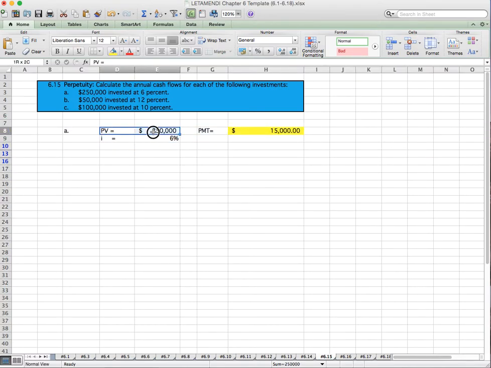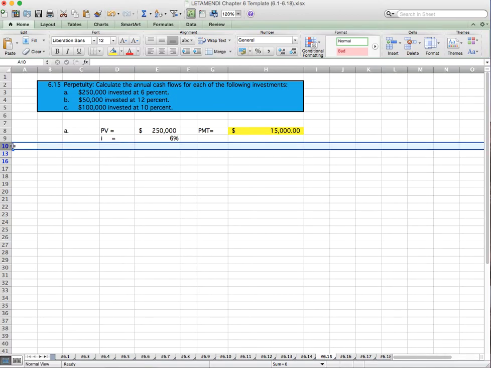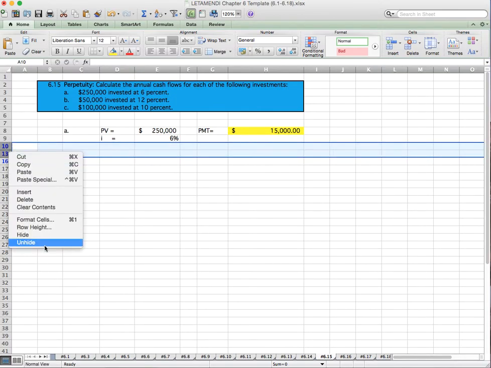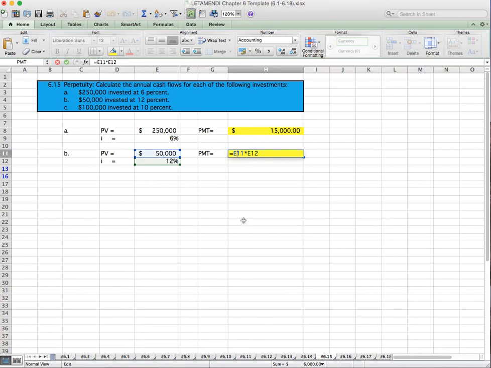We have the present value. We're solving for A. Present value 250K. The interest 6. All you do is just multiply the 2. That's it. All right, second part. B, present value 50,000, interest 12%, payment 6,000.